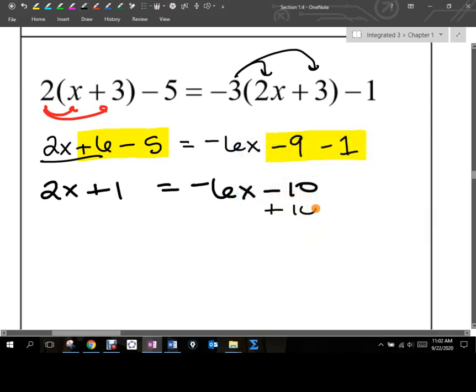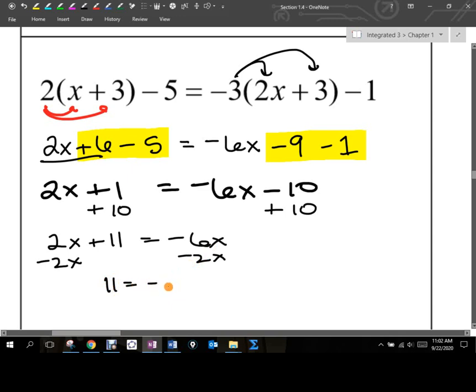Okay, so plus 10 here. And I got to add it to a like term over here, right? So it gives me 2x plus 11 equals negative 6x. Now what are you going to do? Okay, so it's going to minus 2x. Minus, what's negative 6x minus 2x?